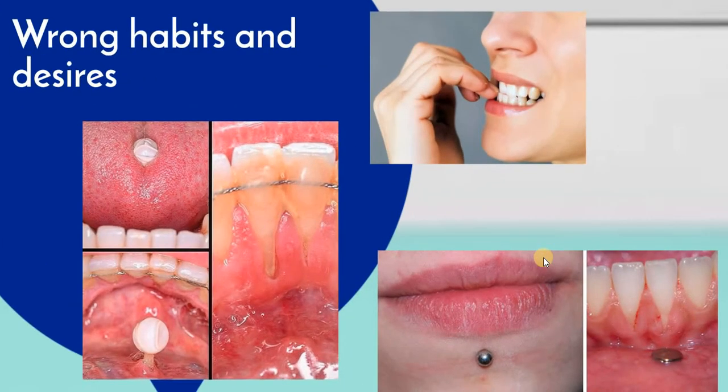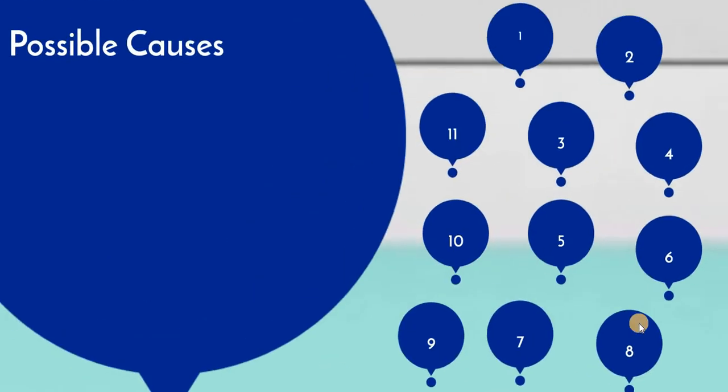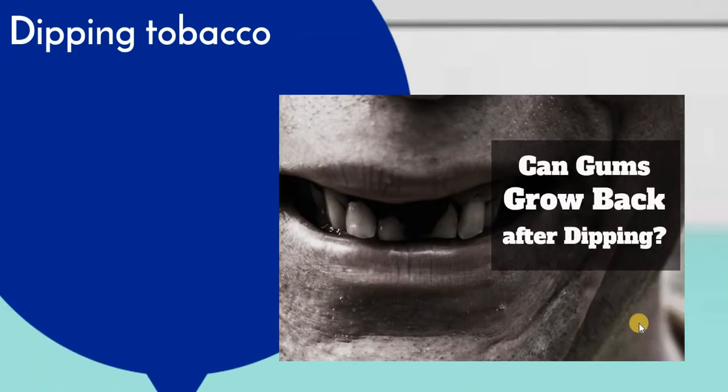Another cause is wrong habits and desires like nail biting, tongue piercing, and lip piercing. These minor traumas over time, with the presence of bacteria, will cause gingival recession. And also dipping tobacco, despite its systemic effect, dipping tobacco is one of the causes, plus smoking, as we know, are among the causes of gingival recession.